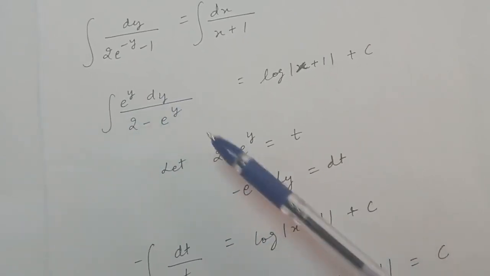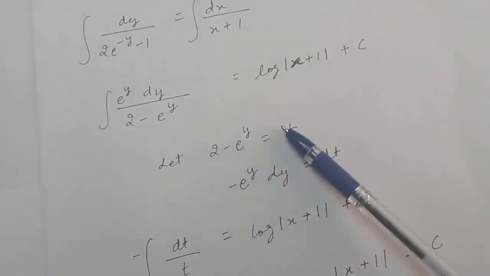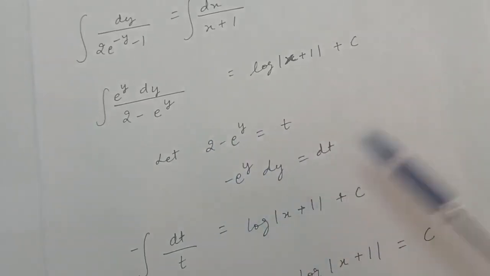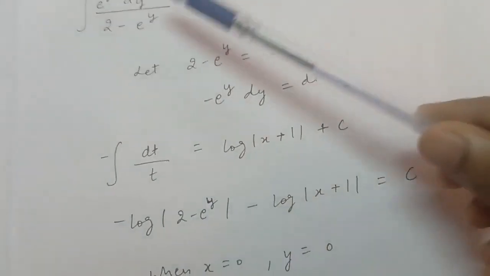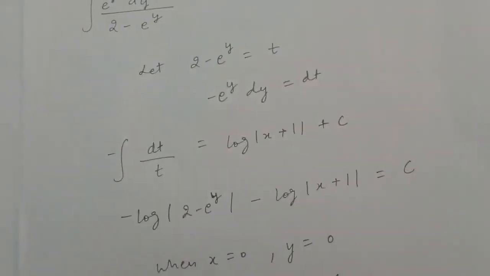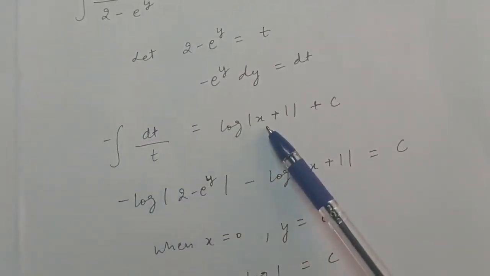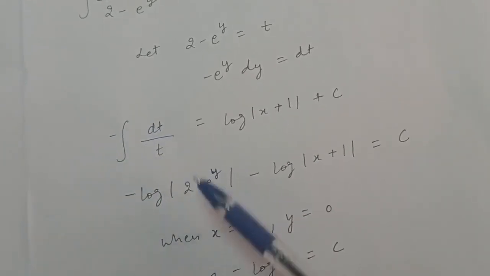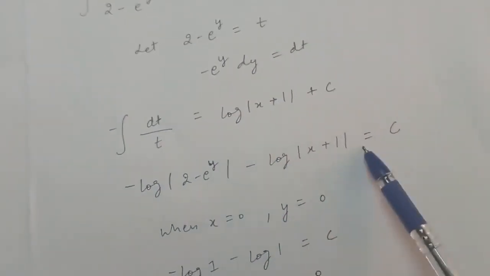Now for this integral, let 2 minus e raised to the power y be equal to t. Differentiate both the sides. Derivative of 2 is 0 and derivative of this will be minus e raised to the power y into dy equal to dt. Now this integral will change into, in place of e raised to the power y into dy, minus dt will come, and in place of this denominator t will come. Right hand side as it is. Now integral of 1 by t is log mod t, and in place of t this will come. Also take log of this on this side equal to c.